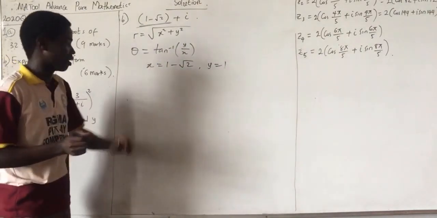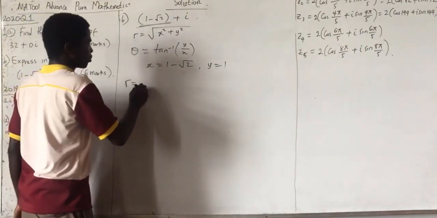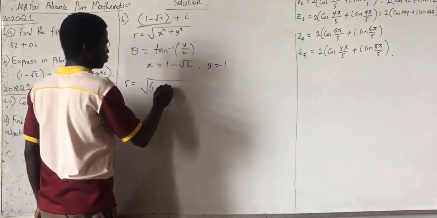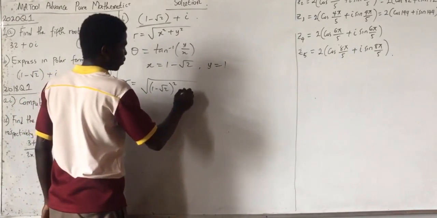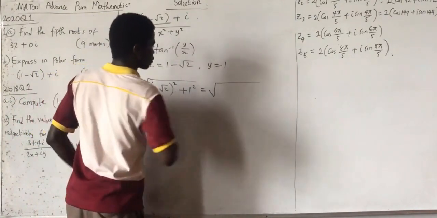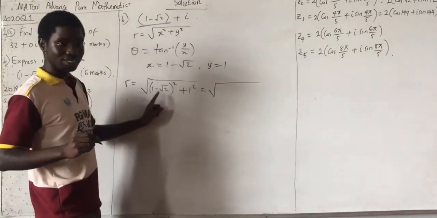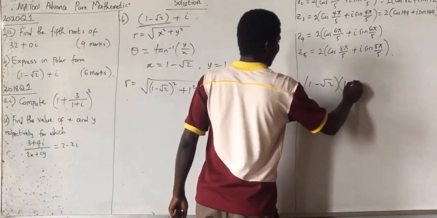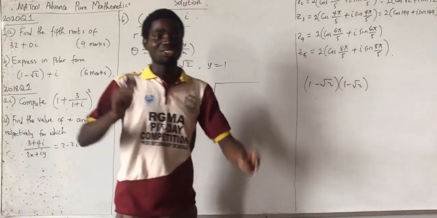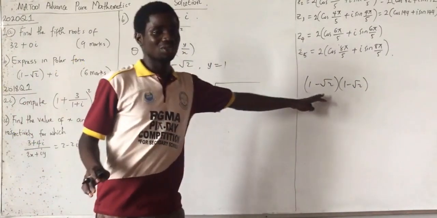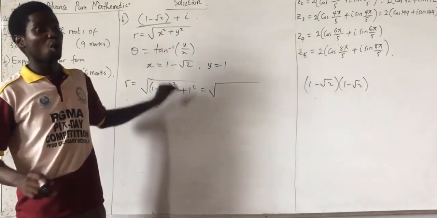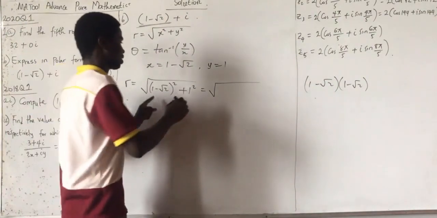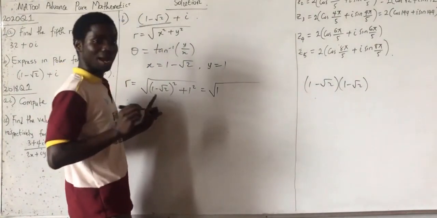So I'm going to get R now. R will be equal to the square root of x squared plus y squared. This is x, 1 minus root 2 all squared, plus 1 squared. Expand this with normal expansion, 1 minus root 2 times 1 minus root 2. Or you can just press it on your calculator and the calculator will give you the answer. But in this case, I'm going to solve from here.